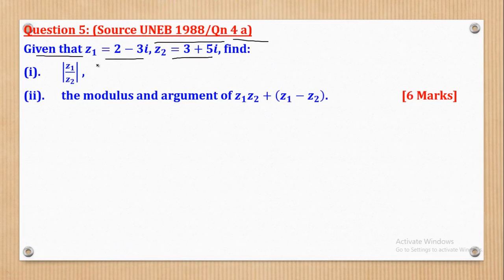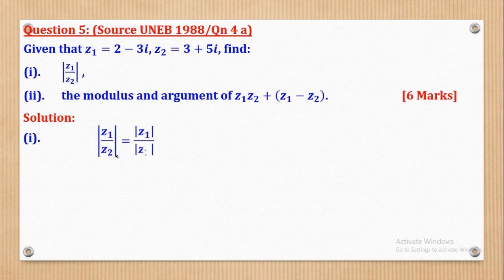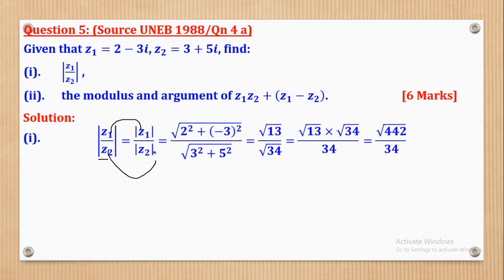Then question 5 came from UNEB 1988, paper 1, question 4a, and says, given that Z1 is that, Z2 is that, find modulus of Z1 over Z2, and Roman 2, modulus and argument of the whole of this. So for Roman 1, modulus of this is the same as modulus of Z1 alone divided by modulus of Z2 alone. So modulus of Z1 is that, modulus of Z2 is this. So simplify, we'll come up with this.